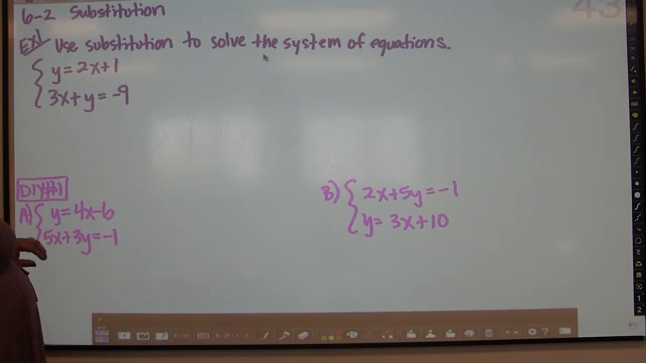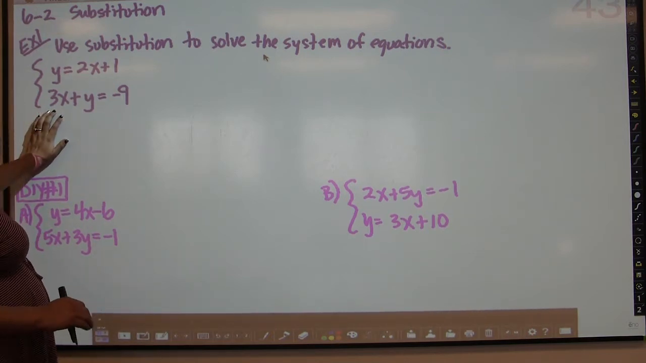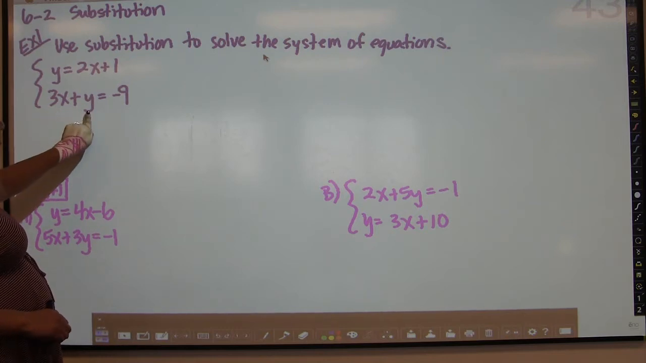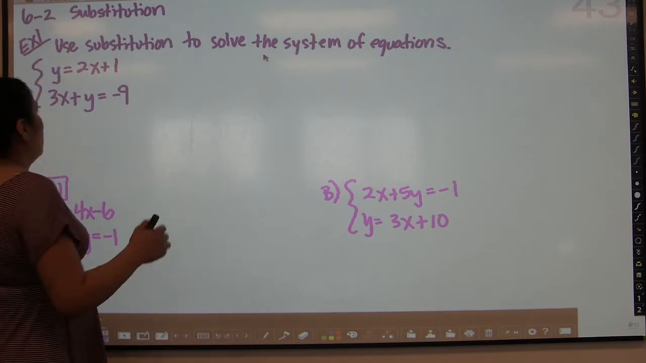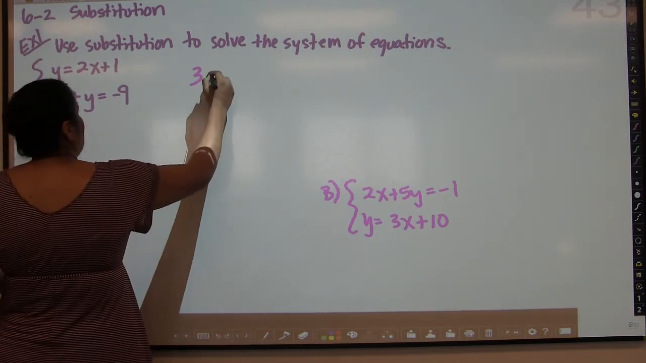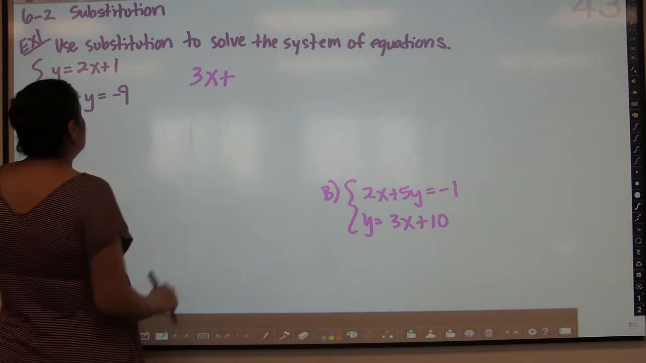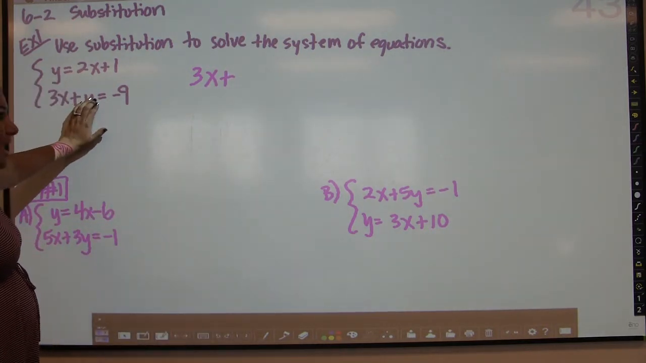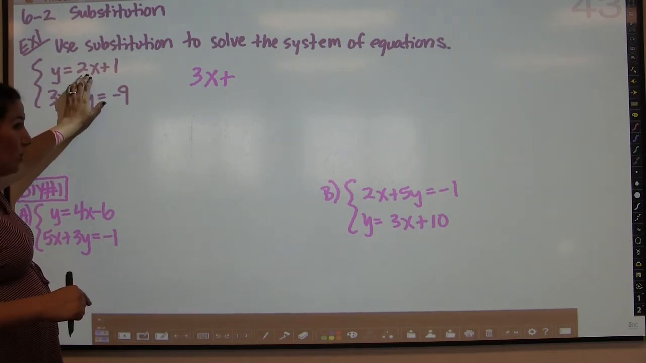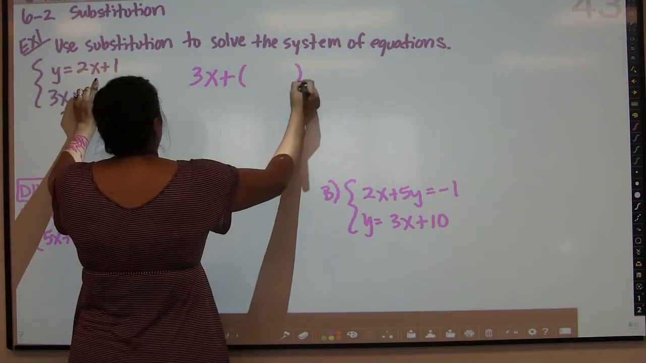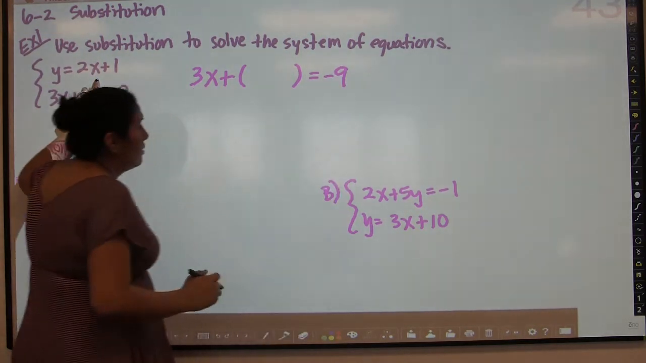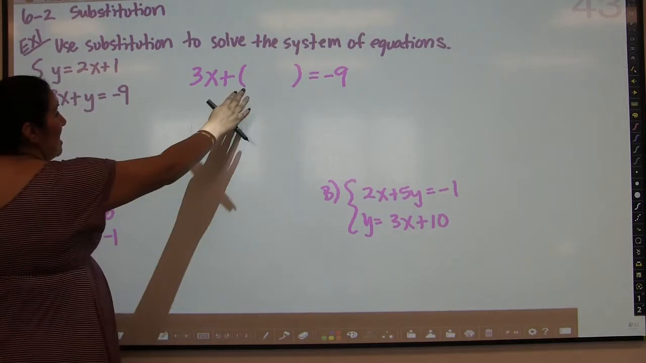That's the first thing. And so what you want to do is take the equation that's not isolated, and replace whichever variable is isolated in the other equation. In this case, the isolated variable is y, so you want to replace the y variable in the second equation. So I'm going to say 3x plus y. Since the y variable in the second equation has to be the same as the y variable in the first equation, that's why we're substituting. Since the first equation says y is 2x plus 1, this is what it looks like before I actually substitute.